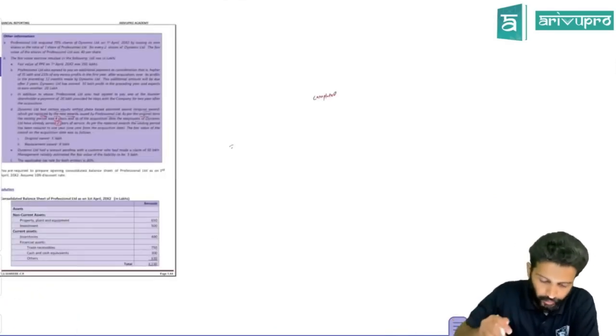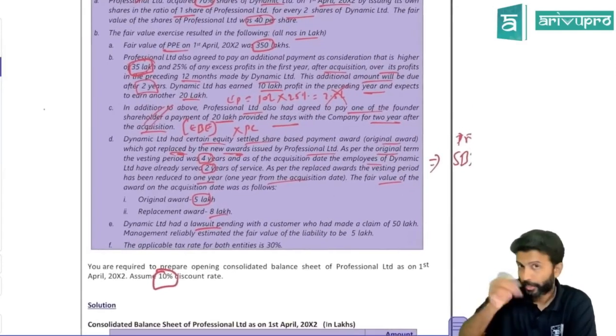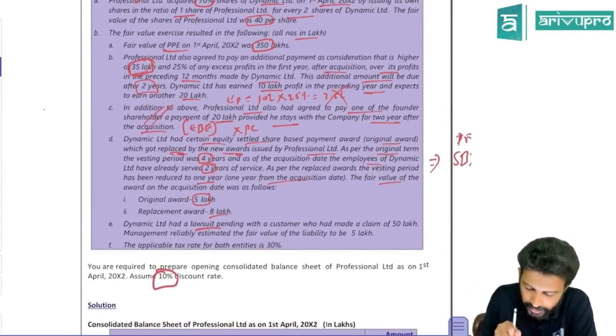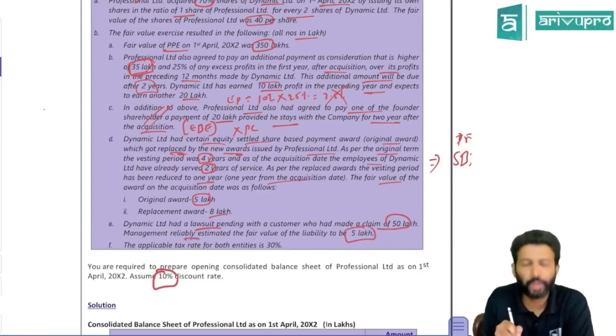Okay. All right. Anything else? Dynamic had a lawsuit pending. The subsidiary company has a lawsuit pending with a customer who had made a claim of 50 lakh. Management reliably estimated that the fair value of the liability is 5 lakh.